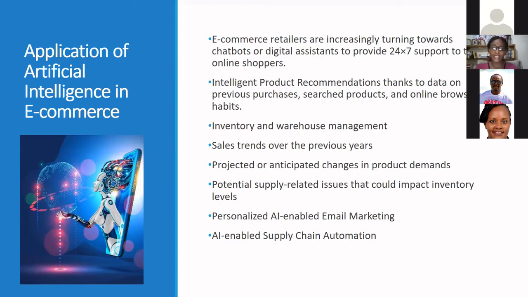It can also predict potential supply related issues that could impact inventory levels. The system is able to tell you, based off your historical data, that right now you have 10 pieces of tomatoes, and in the next 2 days this inventory will be depleted, so you need to bring in more supplies. It can also send out personalized AI-enabled email marketing and AI-enabled supply chain automation.